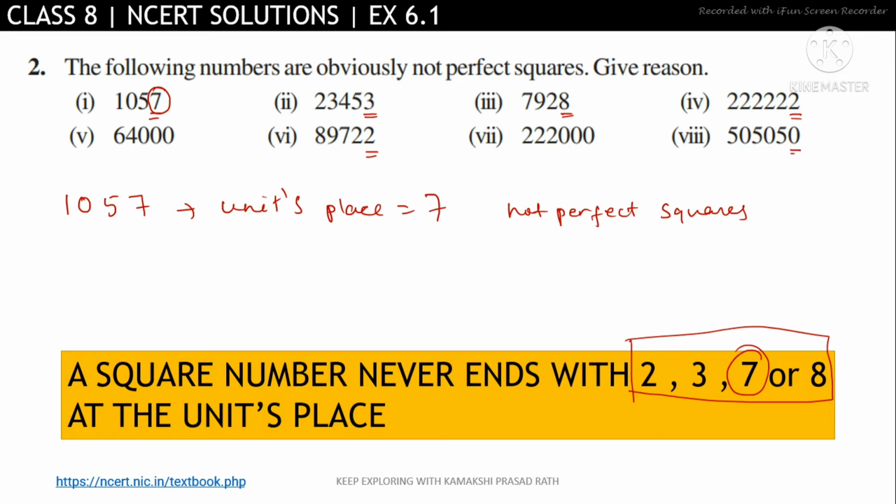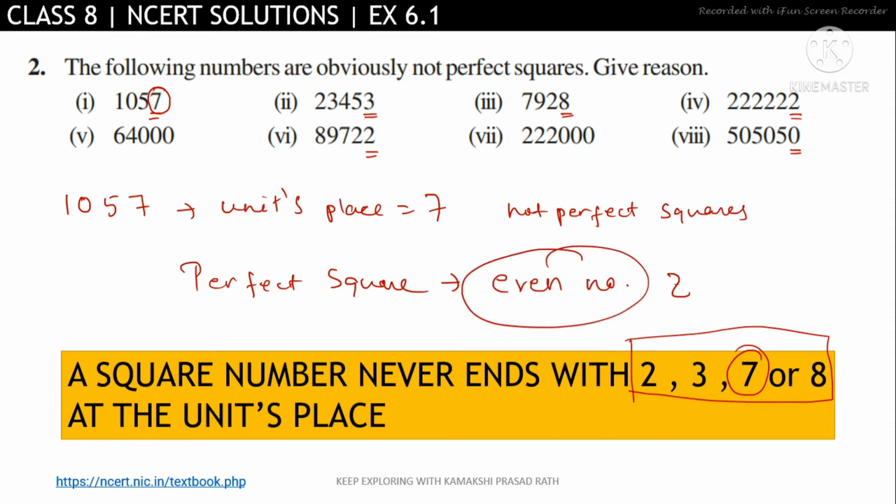Now 0. Now when you have 0, it may be, it may not. But here, what is the reason of not being a perfect square? Always remember, a number that ends with an even number of zeros only will be a perfect square. So in a perfect square, there are always an even number of zeros.